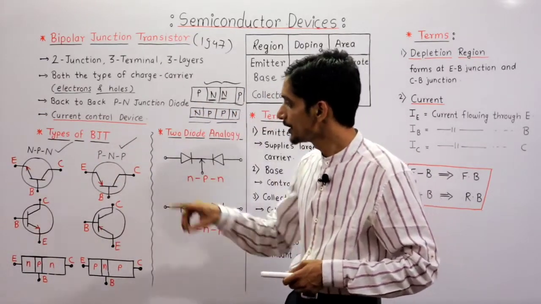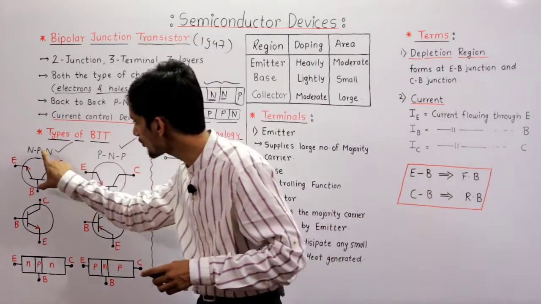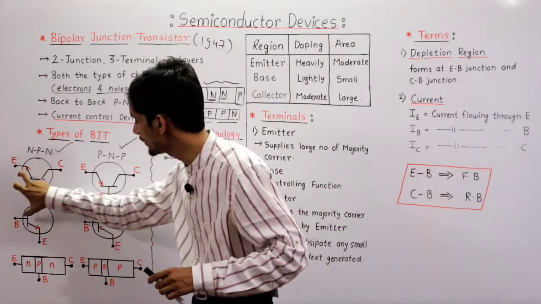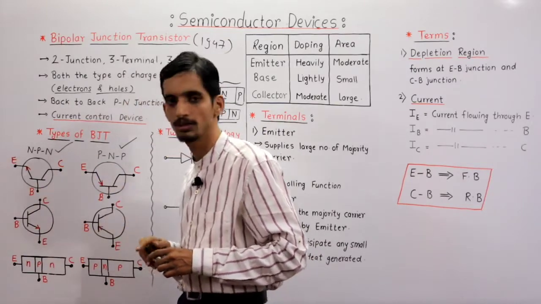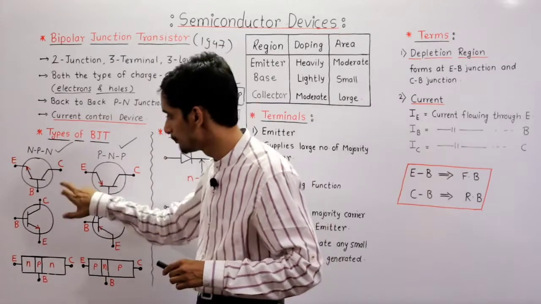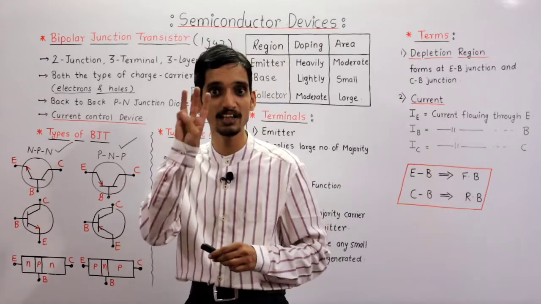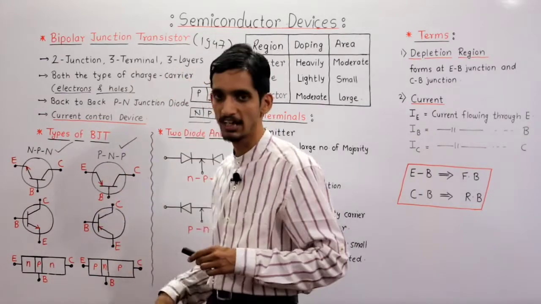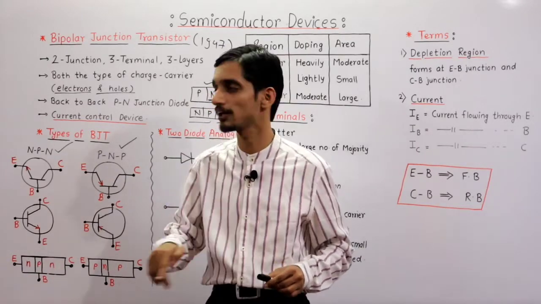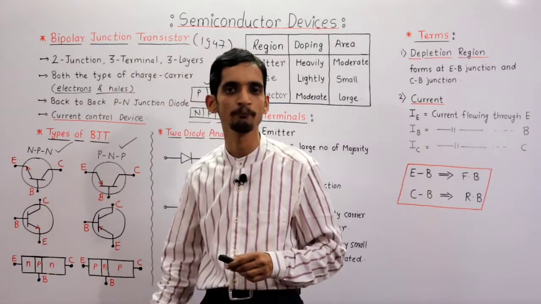Now, if we want to study the symbols of the transistor, this is the symbol of an NPN transistor. If you observe in this symbol, you are observing three terminals: base, emitter, collector. These are the three terminals. Why three terminals? Because there are three layers, and to each layer one terminal is connected, and those terminals are called emitter, base, collector. That's why it is a three terminal device.